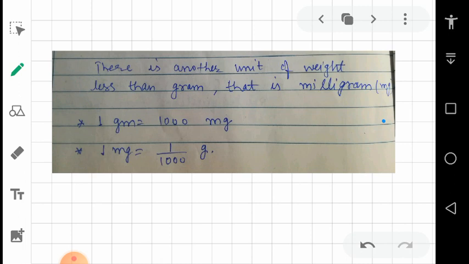There is another unit of weight less than a gram. As you know, 1 gram is smaller than 1 kg, but 1 milligram is even smaller than 1 gram. That is called milligram, and we will use the abbreviation mg. 1000 milligrams together make 1 gram. So we can say 1 gram equals 1000 milligram and 1 milligram equals 1 upon 1000 gram. It means 1 milligram is the 1000th part of a gram.